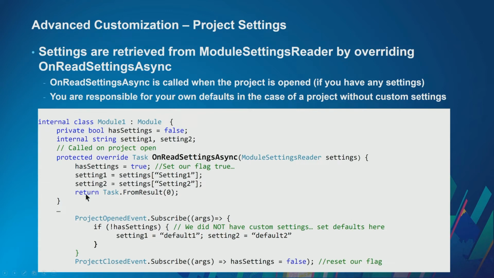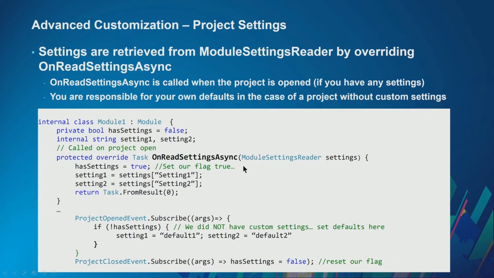So what we do is, again, we override the OnReadSettingsAsync method of the module. We get passed in our module settings reader, and to retrieve values, we can use the keys "settings 1" and "settings 2" to retrieve the values. If OnReadSettingsAsync gets called, needless to say, we have to indicate that to our module, and we set hasSettings to true.